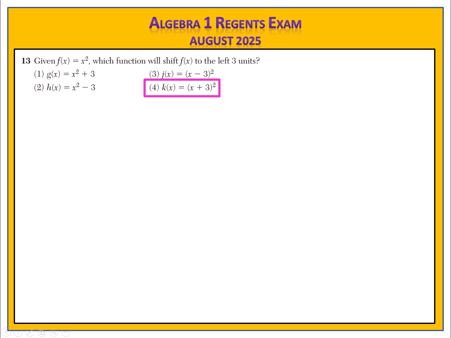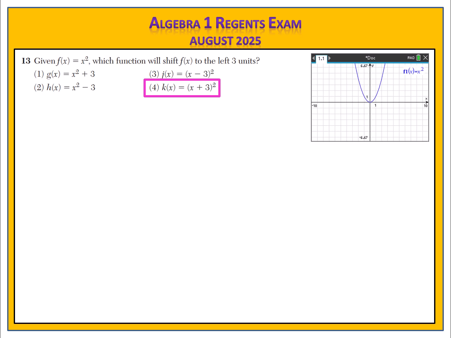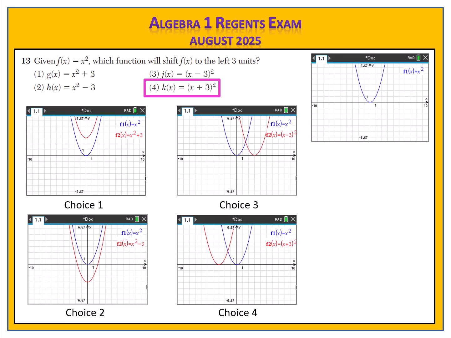A second approach you could take to this problem is to use your graphing calculator. Graph the given function f of x equals x squared, and then graph all 4 choices. Look at the shift and determine which one has moved to the left 3 units. When you analyze the graphs, you'll notice that only one of the graphs moved to the left 3 units. That is choice 4.